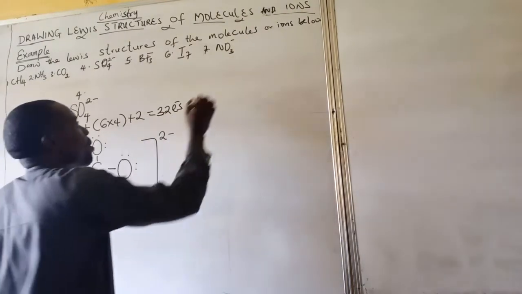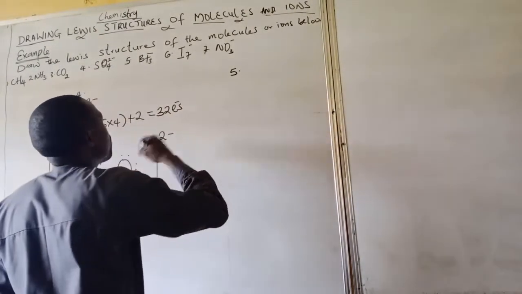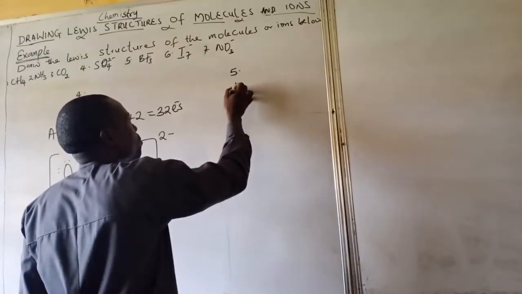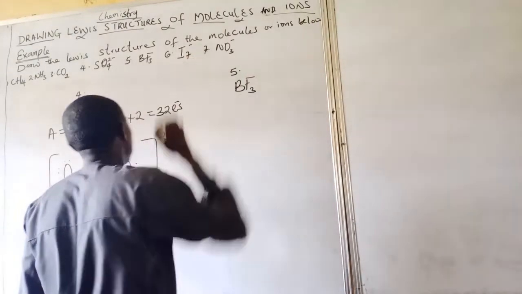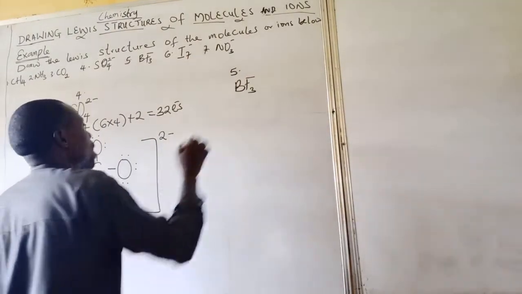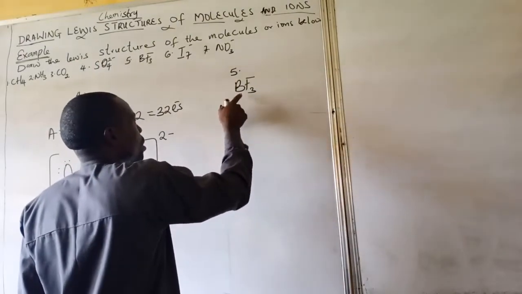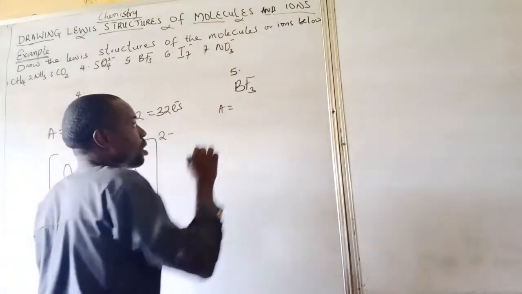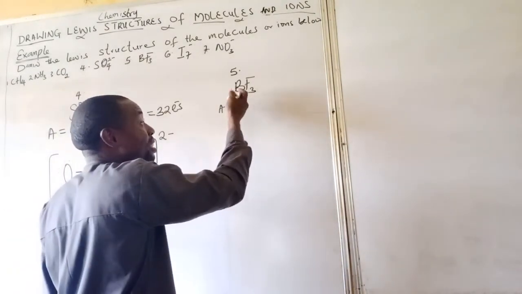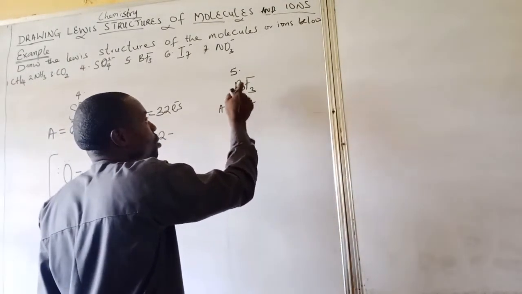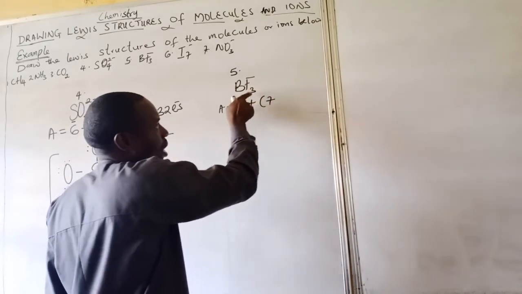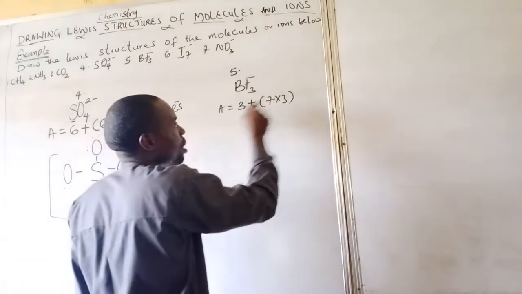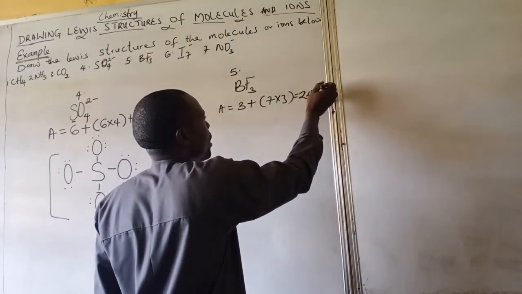Move to the next one, number 5 here, which is boron trifluoride. This is BF3. For BF3, the magic number: boron belongs to group 3, so its valence electron is 3, plus fluorine, valence electron 7 times 3. That's 21 plus 3, which gives me 24 electrons.